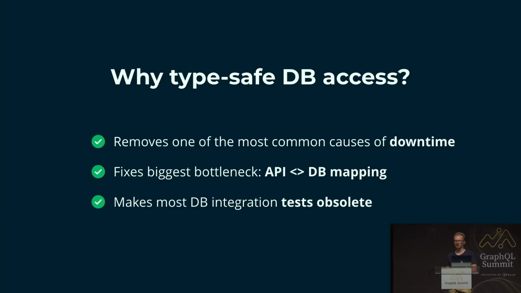And that's a pretty big deal, because this API to database mapping is, I think, one of the most brittle and error-prone things that you have to do as an API developer, and one of the most common causes for downtime in production. The way you typically tackle this is by writing a lot of integration tests, and these are kind of ugly to test, and most of them become obsolete if you have type safety for that part. And that's what we're enabling with Prisma.